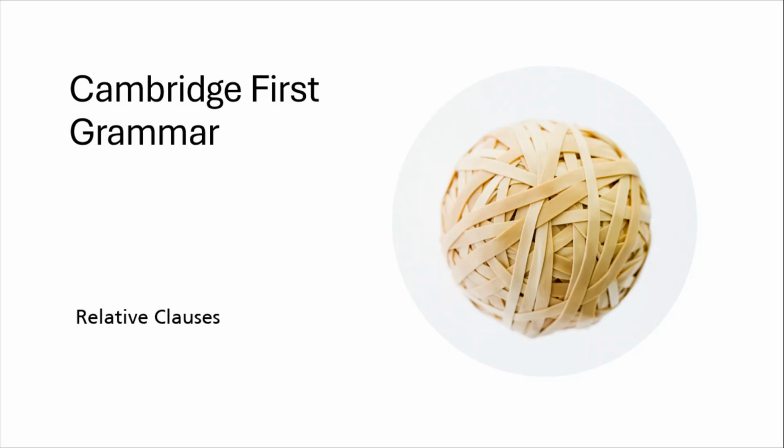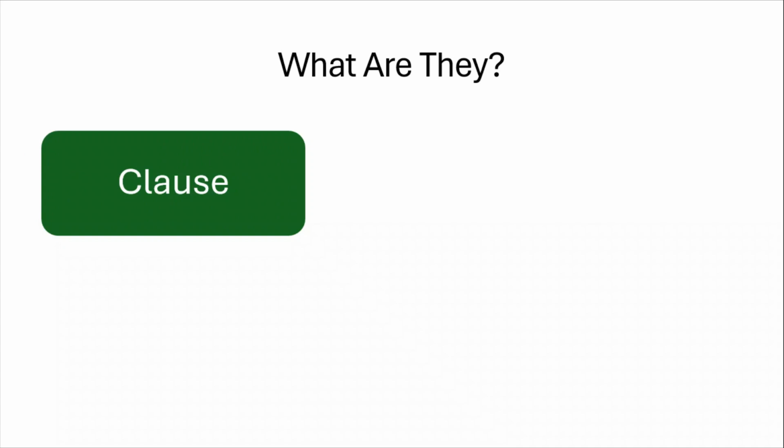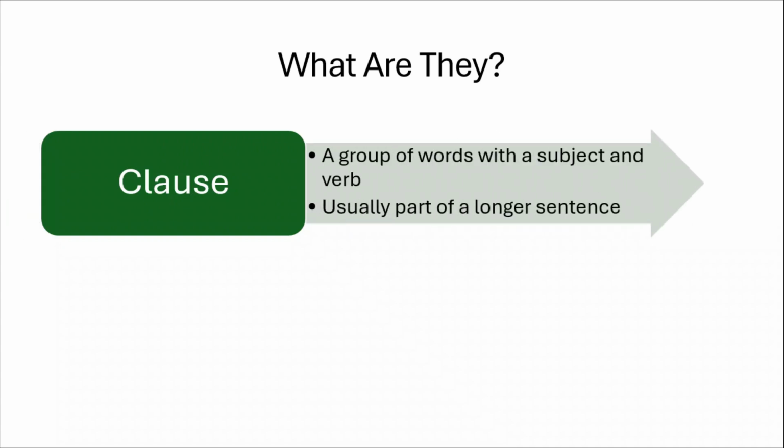Now let's take a look at relative clauses. Before we look at some examples, let's talk a little bit about the idea of relative clauses. The first thing is that a clause is a group of words which has a subject and a verb. So, for example, a sentence can be a clause, but a lot of the time a clause is part of a longer sentence.